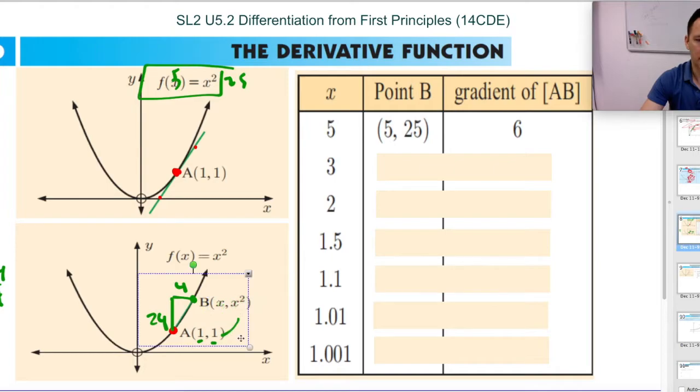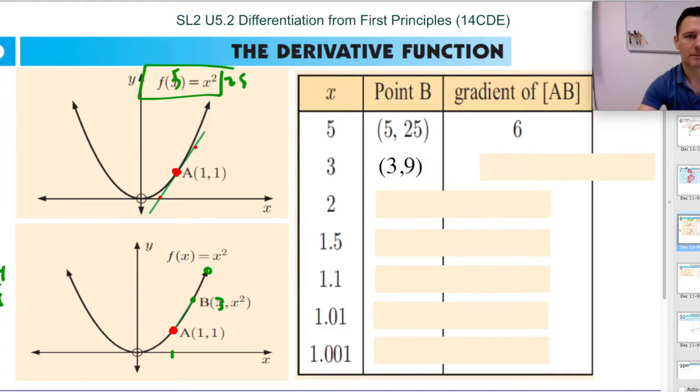Now maybe 5's too far away. This is at 1. Let's get closer. Instead of going at 5, let's call this 3. So let's bring this point a little bit closer, to 3. 3 squared would be 9, so here's our new point at 3, 9. And now let's look at the slope of that. If we did the same game, 1 to 9 is an increase in 8, and 1 to 3 is an increase in 2. Our slope is now 4.